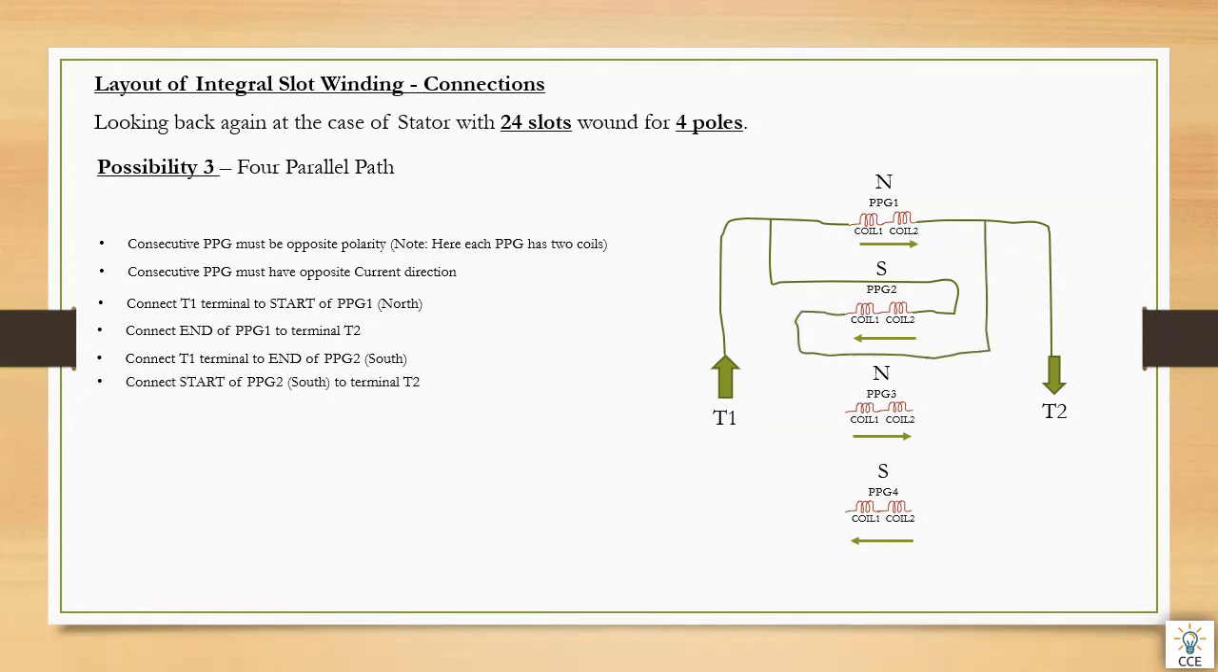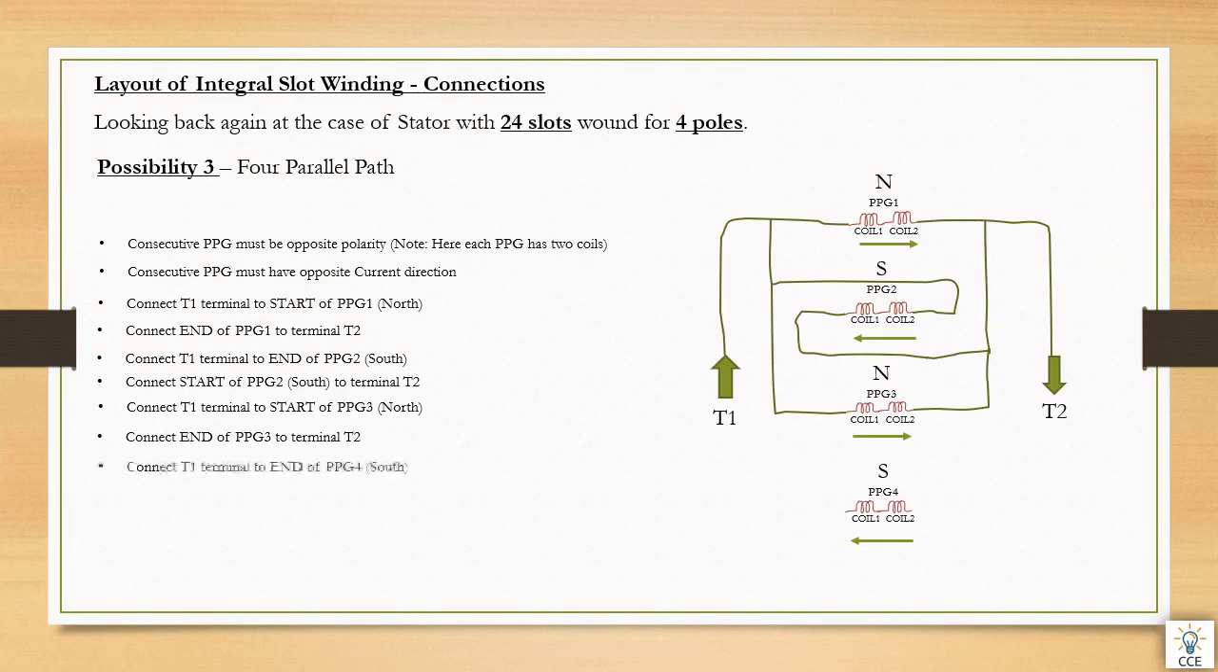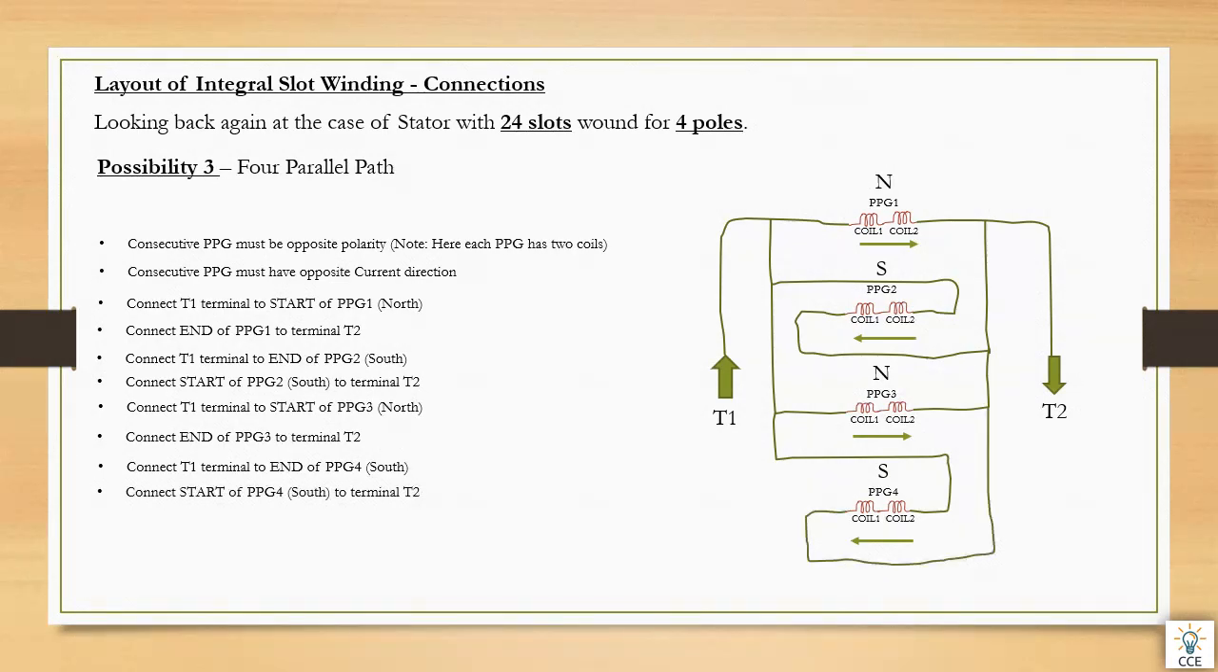Again in a similar manner, we will be connecting T1 to the start of PPG3, and the end of PPG3 will be connected to T2. And again T1 will be connected to the end of PPG4, and the start of PPG4 will be connected to T2. So in this way we have again maintained the direction of the current, and by maintaining the direction of the current we have created the north and south poles as required, and we have done this in a 4 parallel path configuration.